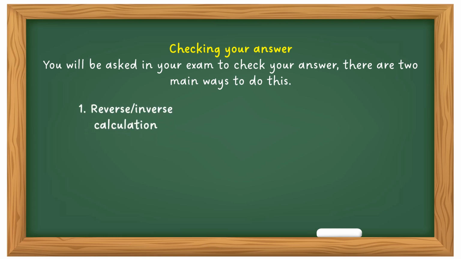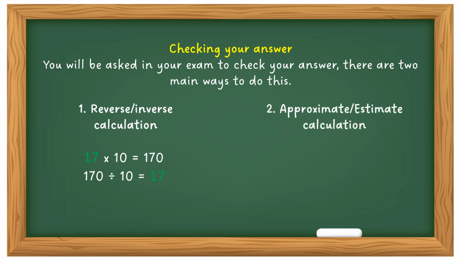All right, the first one is reverse or inverse calculation. Let's say you got 17 times 10 as part of your answer and it comes to 170. Well, you just do it in reverse. You can see there that 170 divided by 10 gives you 17. And if this end number matches your start number, then you know your answer is correct. Okay? That's called reverse calculation.